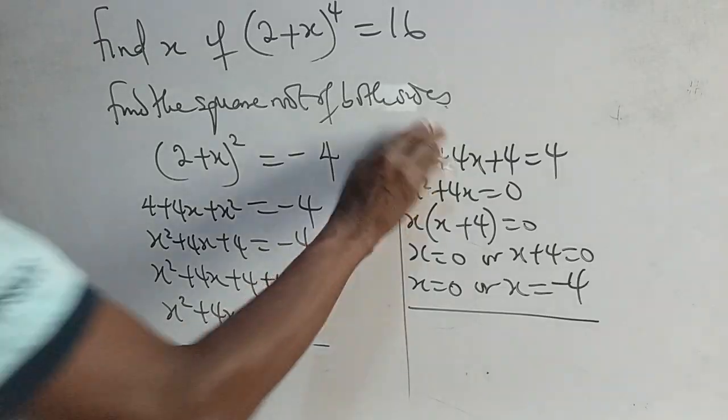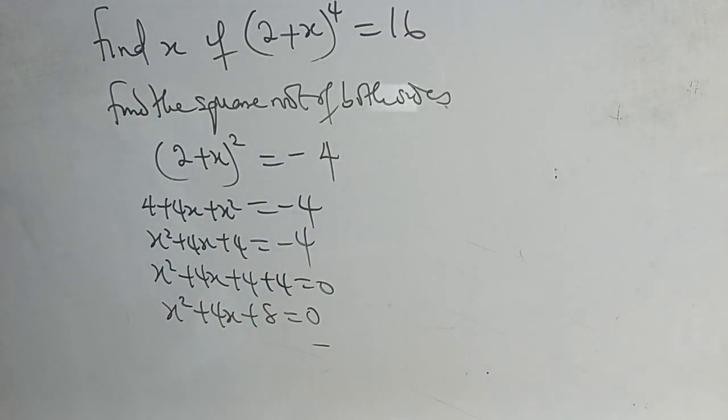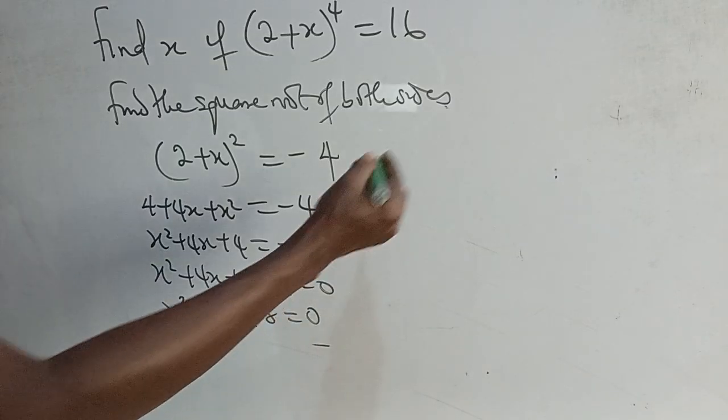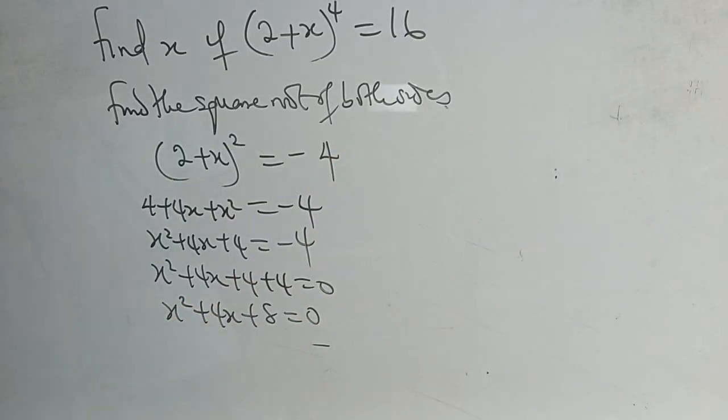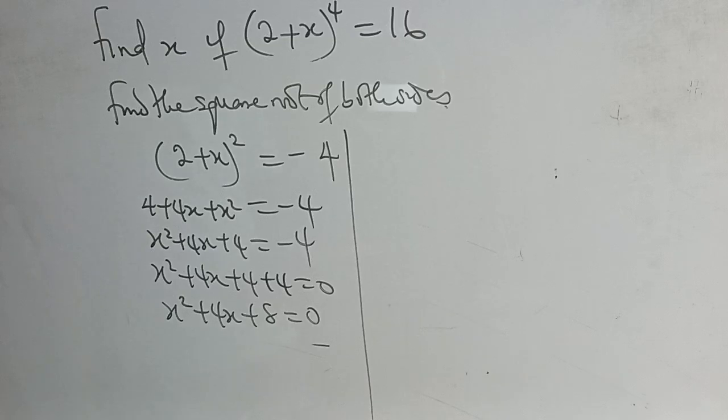Let's factorize this expression, because it's now what? A quadratic equation. So we think of values that will give us 8, 2 times 4 will give us 8, but when we add them together, it cannot give us 4. So that means we can use the algebraic formula method.